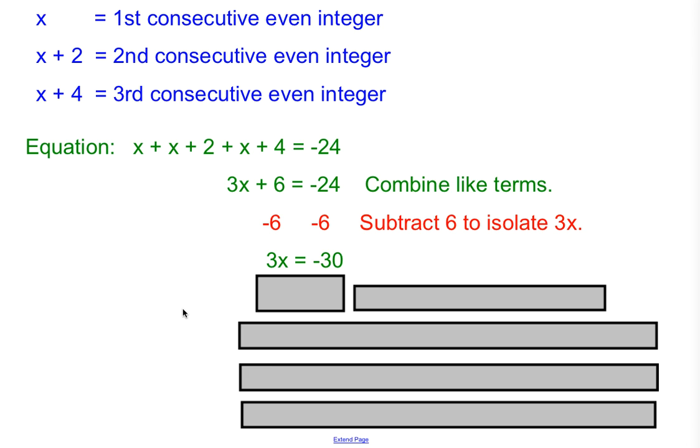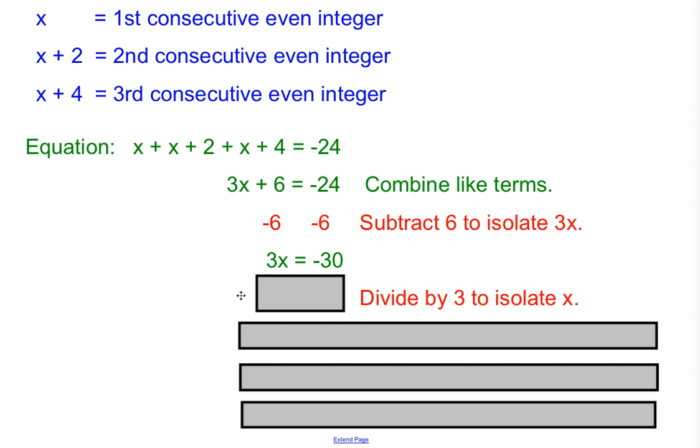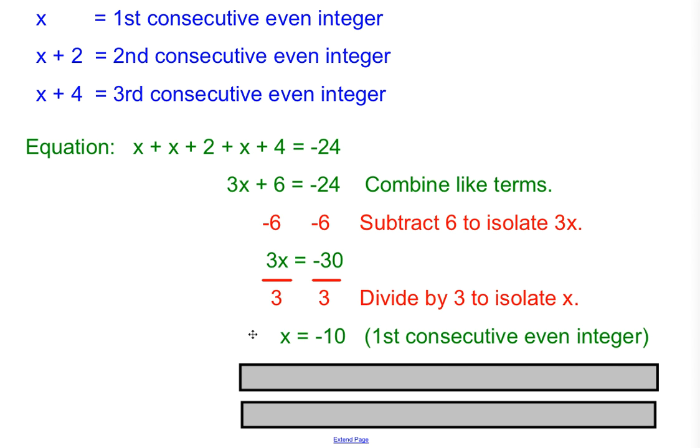If you need another hint, think about how you're going to isolate x. And I hope you're thinking we're going to divide both sides by 3. So once you divide both sides by 3 and solve for x, x has a value of negative 10, and that is the first consecutive even integer.